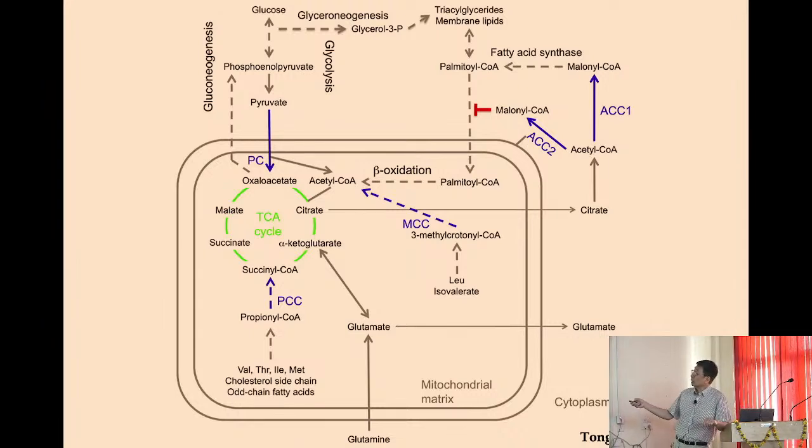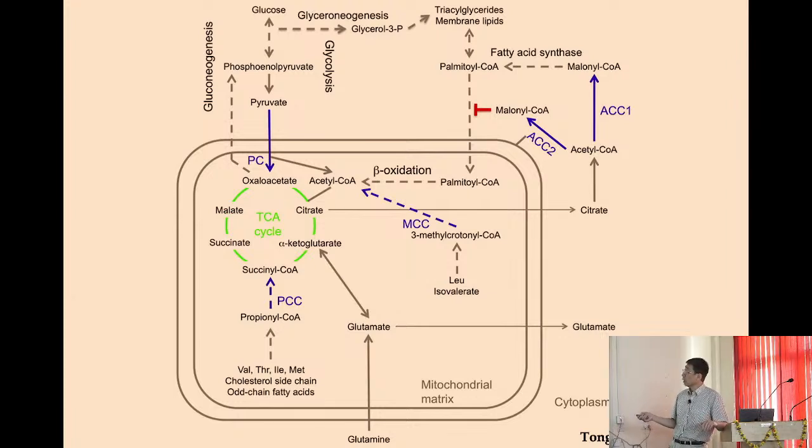So PC converts pyruvate to oxaloacetate, which, I'll show you later, is also involved in gluconeogenesis, synthesizing glucose from oxaloacetate. And then PCC and MCC are involved in amino acid metabolism in the mitochondria. In the case of PCC, it's involved with valine, threonine, isoleucine, and methionine. When they are metabolized, they require PCC to convert propionyl-CoA ultimately into succinyl-CoA, so that it can go into the cycle and be metabolized. Similarly, MCC is involved in leucine metabolism. Same thing, converting that ultimately to acetyl-CoA, which can then enter the TCA cycle.